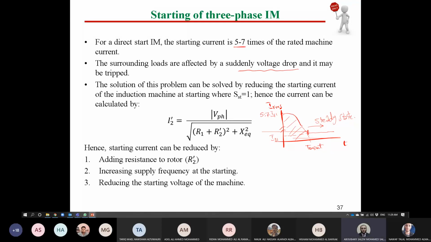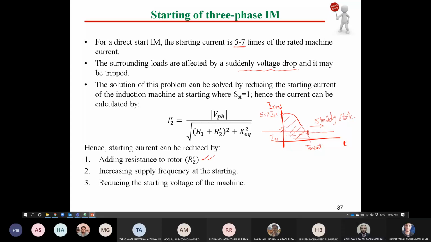Simply, as we discussed in our classes, we can add resistances at starting. However, adding resistance itself as a technique is not preferred. So instead of adding resistance, we can start using power electronic converters and changing the value of voltage, for instance. So we can increase the supply frequency or reduce the starting voltage. Increasing supply frequency as well will reduce the current. As we could see in the solved problems, Shabab, if we increase the supply frequency, the current will be decreased.